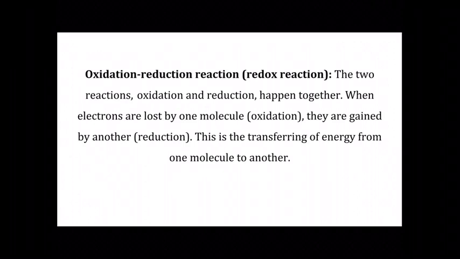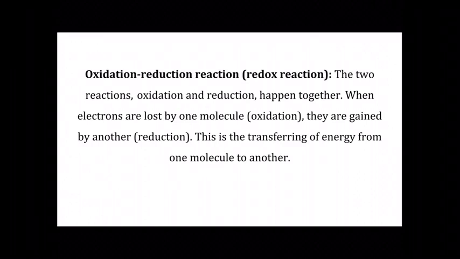So when both of those reactions occur together, we call that a redox reaction. It's an oxidation-reduction reaction that we abbreviate to redox reaction. So in a redox reaction, one molecule loses an electron, and another molecule gains that electron.